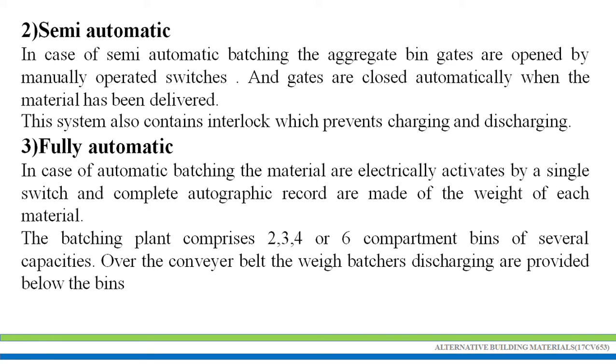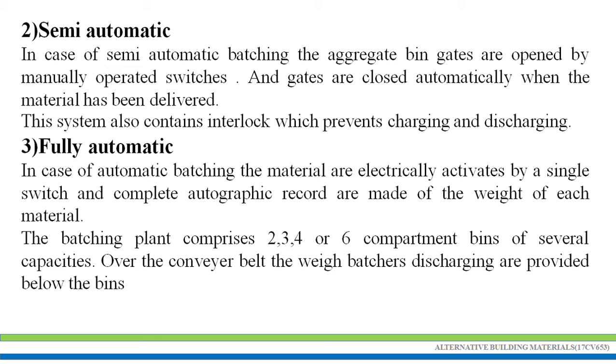Semi-automatic. In some semi-automatic batching, the aggregate bin gates are used, manually operated switches, and gates are closed automatically when the material has been delivered. Once the machine shows the reading, we have to switch off the machine, the gate should be closed and material should be delivered. But it is not fully automatic, it is semi-automatic. It contains some interlock which prevents charging and discharging.